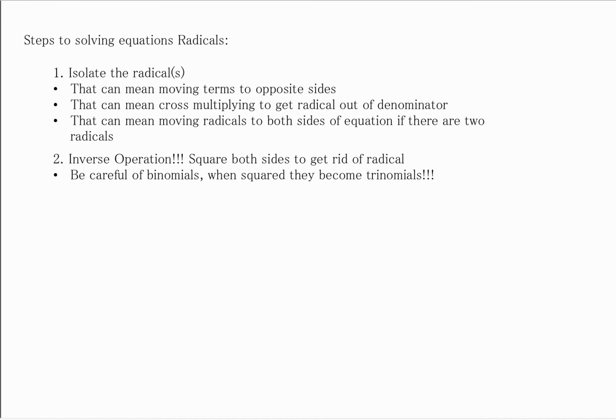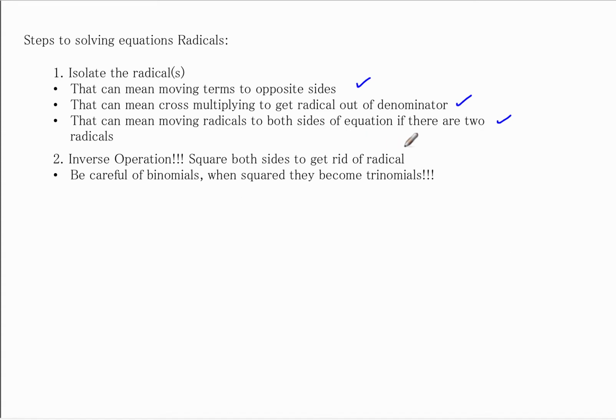Not that hard today. So here are your steps for solving radicals. We want to always try and get the radical alone. That way we can undo it with its inverse operation. Now, how can we get the radical alone? We could move terms to opposite sides. We can cross multiply to get a radical out of a denominator. And it can mean moving radicals to both sides of the equation if we see two radicals. And then we just inverse operation.